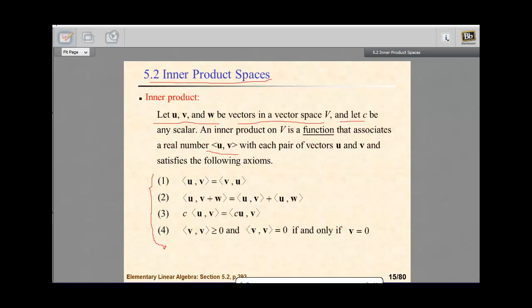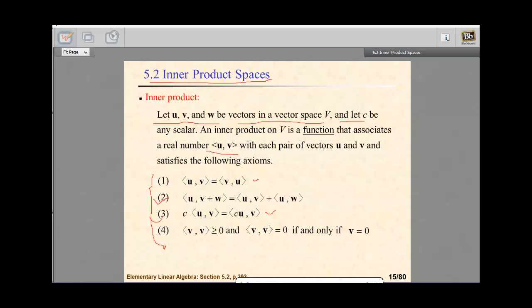So this is very similar to a vector space, and if these four properties are satisfied by any example, then we say that it is an inner product space. Property number one is <u, v> is equal to <v, u>. The second property is <u, v + w> is equal to <u, v> plus <u, w>.